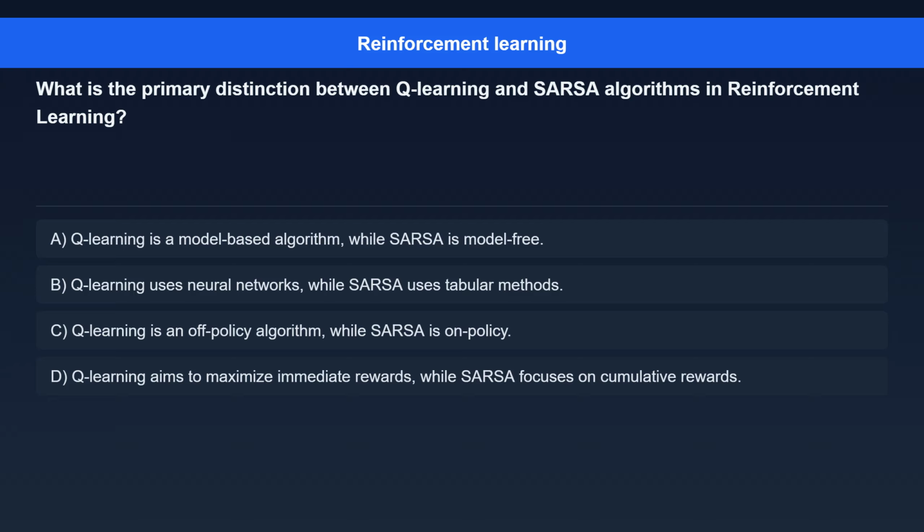Question 2. What is the primary distinction between Q-learning and SARSA algorithms in reinforcement learning? Option A. Q-learning is a model-based algorithm, while SARSA is model-free. Option B. Q-learning uses neural networks, while SARSA uses tabular methods. Option C. Q-learning is an off-policy algorithm, while SARSA is on-policy. Option D. Q-learning aims to maximize immediate rewards, while SARSA focuses on cumulative rewards.